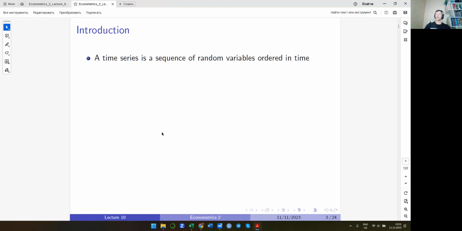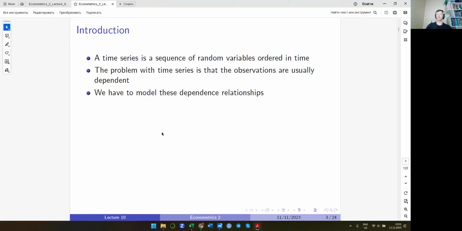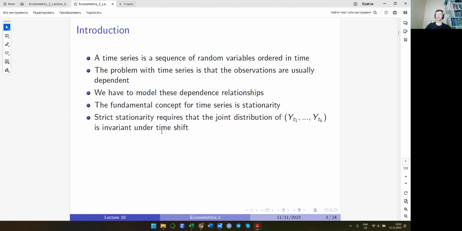What we have covered in the previous lecture: a time series is a sequence of random variables that is ordered in time. And the problem in time series is that the observations are usually dependent. Our practical goal is to model this dependence relationship. We know that the most fundamental thing in time series is stationarity. Without stationarity, you are in such troubles as whenever you have non-IID samples in cross-sectional econometrics.